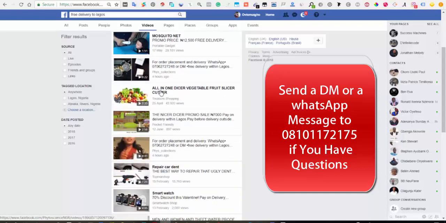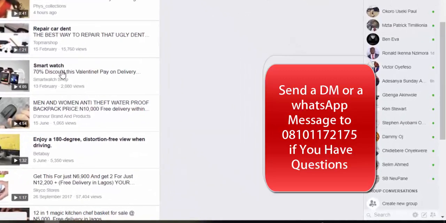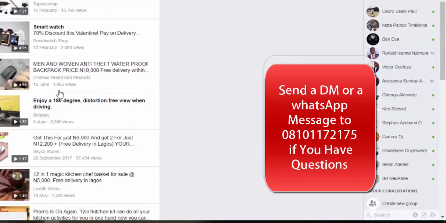Go deeper, you can see this all-in-one vegetable and fruit slicer. Go deep and see what people are saying about it. So just go through all of these and dig deeper to see what will actually sell, what will actually work for you.